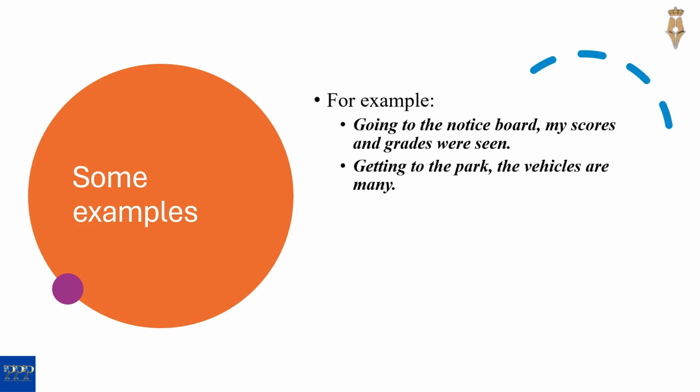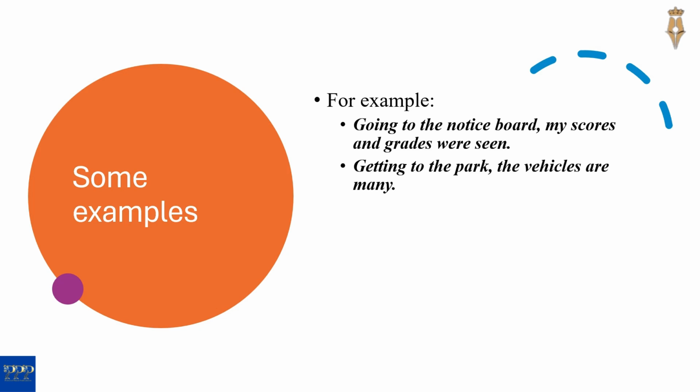Let's look at this example here. Going to the notice board, my scores and grades were seen. Now the question is, who went to the notice board? Who saw my grades and scores? So then the next example is: getting to the park, the vehicles are many. Now again, who went to the park?